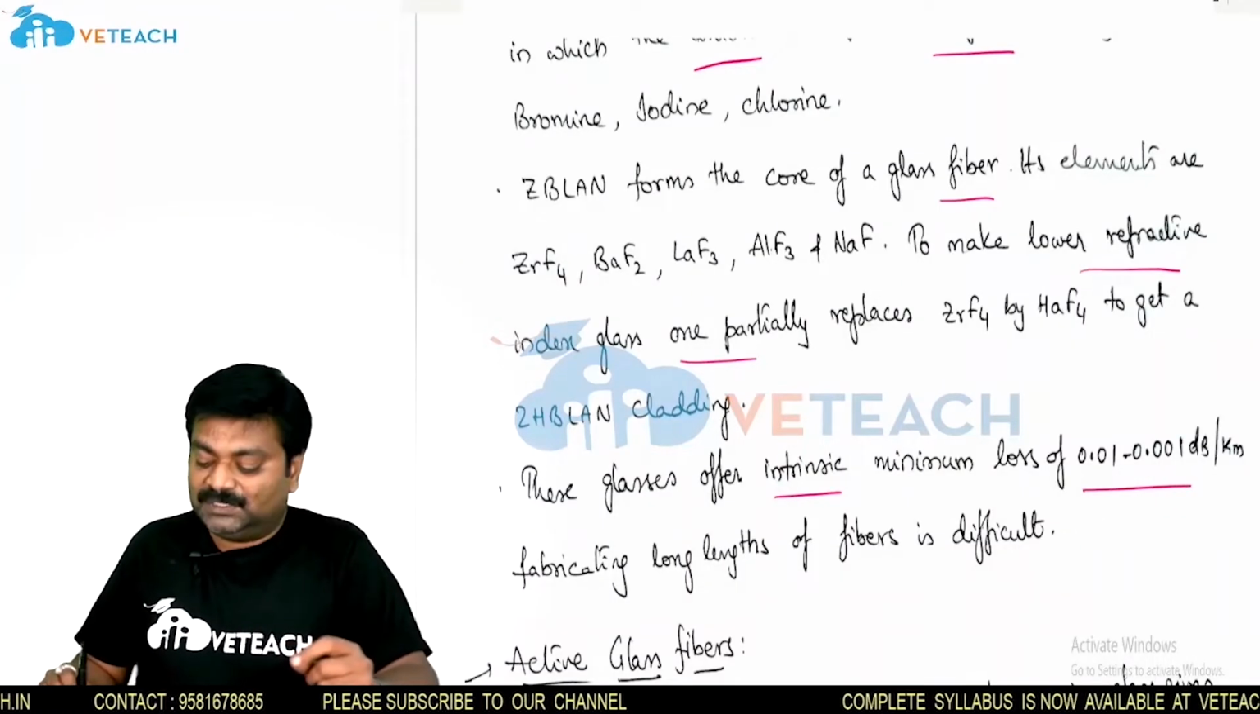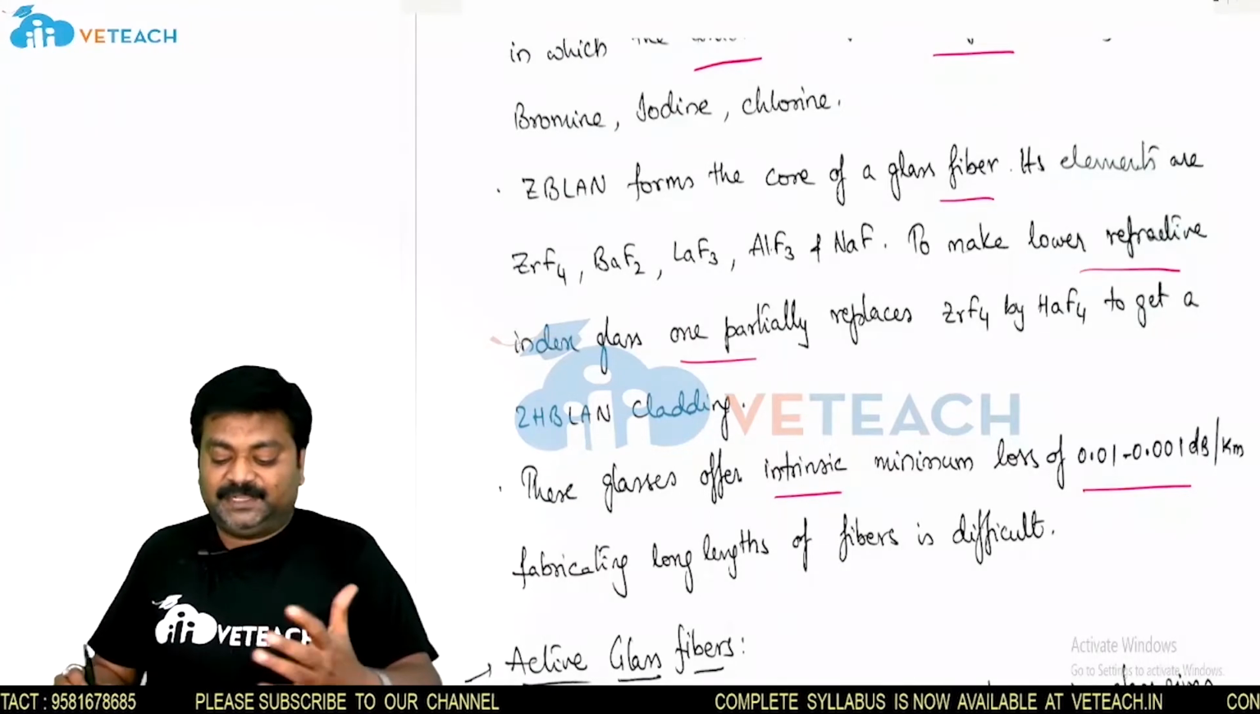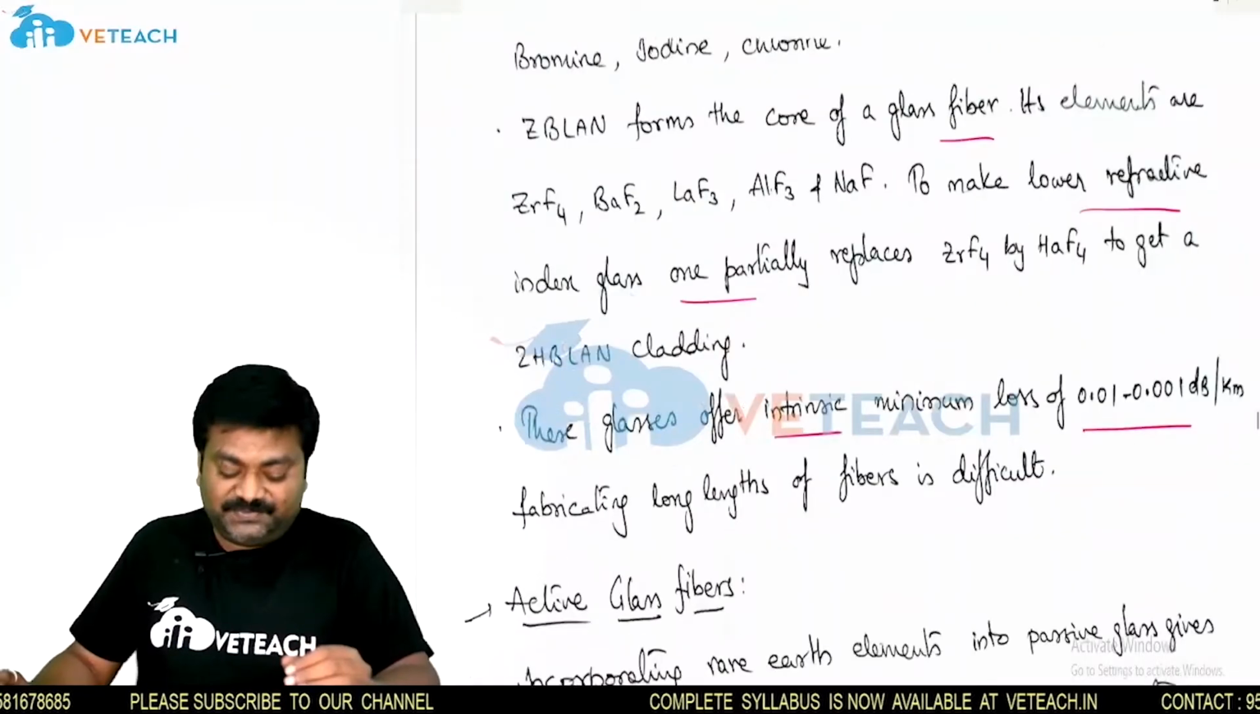These glasses offer an intrinsic minimum loss of 0.01 to 0.001 decibels per kilometer, but fabricating long lengths of fiber is very difficult.